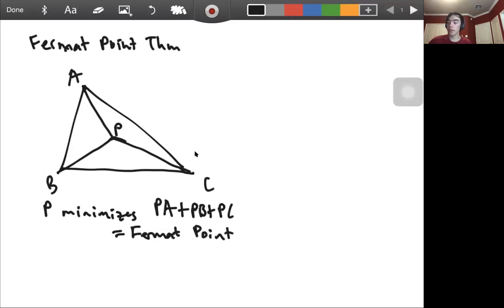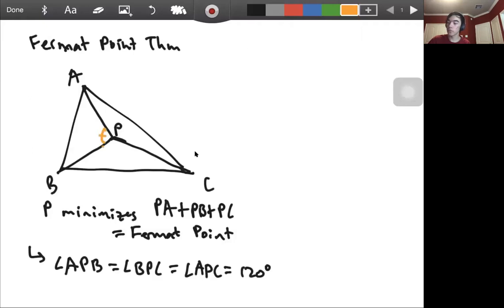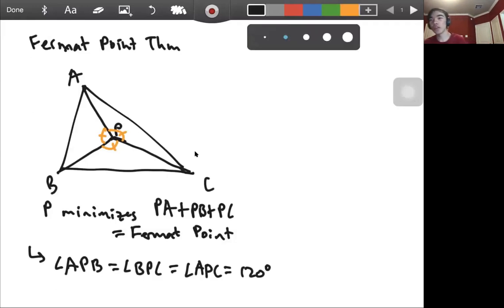The theorem is that the Fermat point actually satisfies the condition that these angles are all equal to 120 degrees. There are some cool math proofs with cyclic quads, and you should really check it out. It's really cool. But I'm going to go over the physics proof. And the way we're going to do that is we're going to place this on a table.